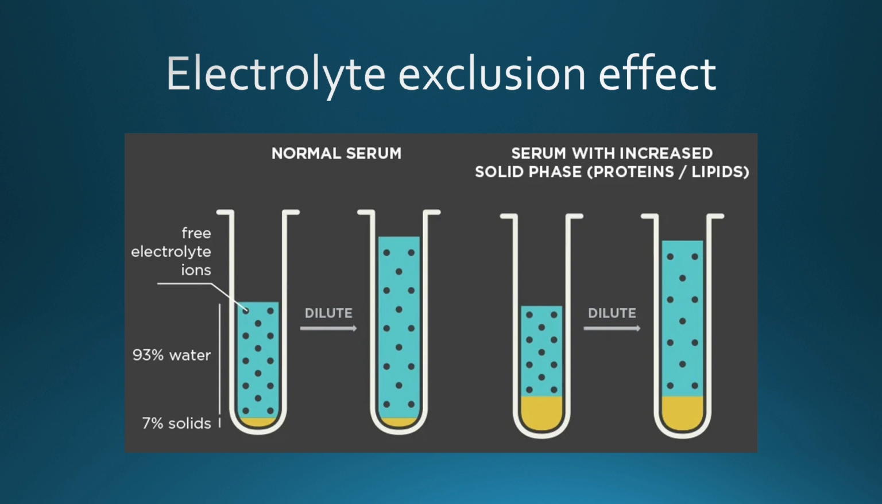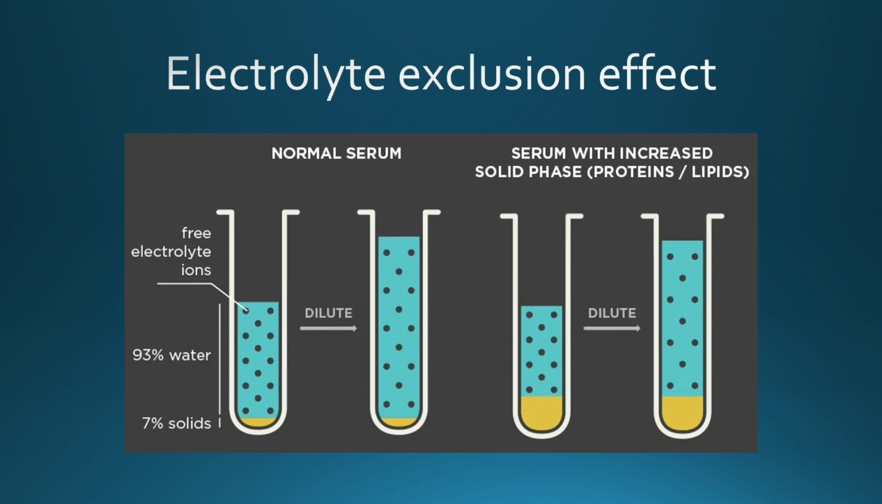Now this is the normal serum, the one on the left, where you have 7% solid and 93% water, and the dots that you have here, let's imagine they are sodium. Now when you do the dilution, there will be no reduction in the number of dots or sodium, so it will be okay, nothing will be changed. The sodium here will be equal to the sodium there. But the problem is when you have high protein or lipids, the water fraction in the sample that you collect is less.